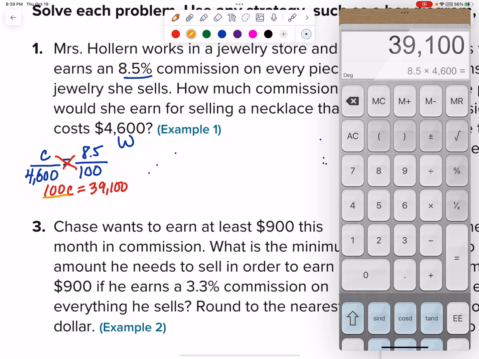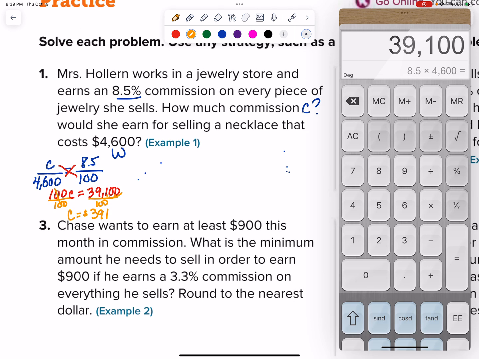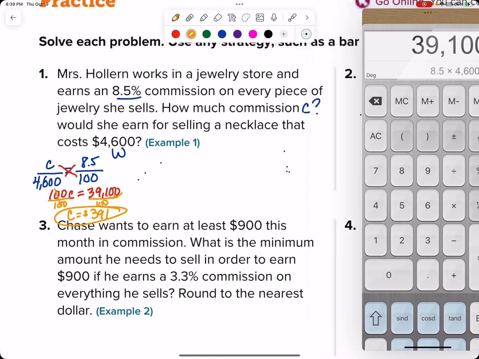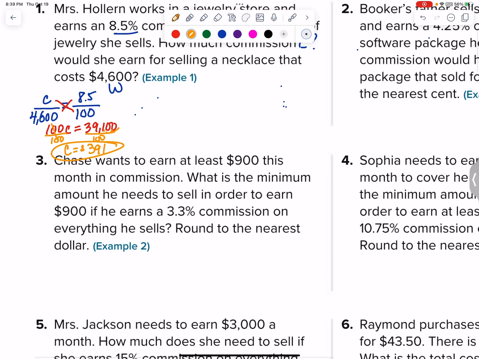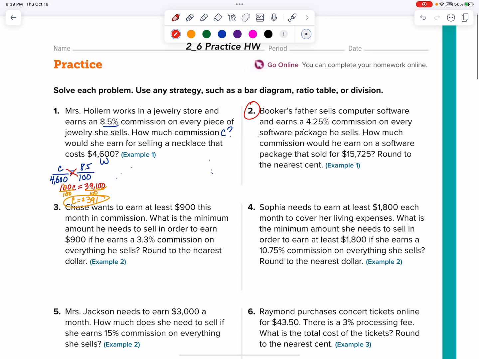Let's go ahead and isolate the variable, dividing 100 on both sides, and we get a commission of $391. Okay, and so there we go. All right, next one. So we know that's the style of example 1. It's going to be the same for number 2.